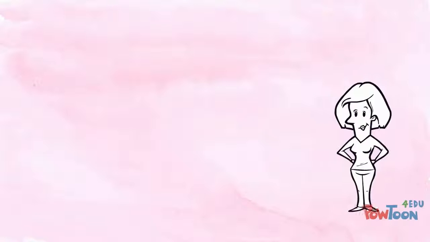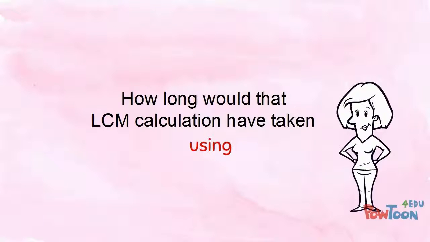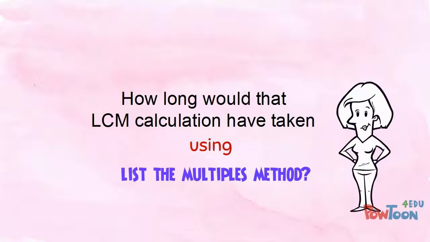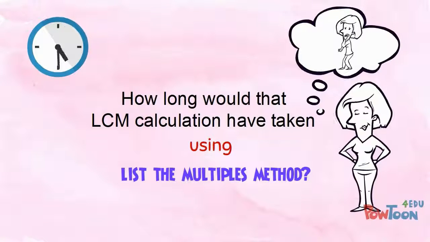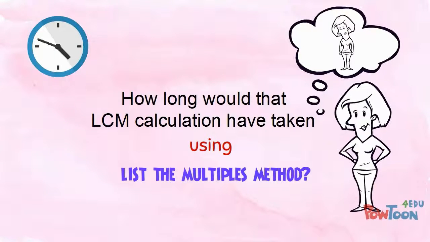Any guess how long that calculation would have taken if we had tried to use the listing the multiples method? Without the prime factorisation approach, I would have probably given up after about 15 minutes.